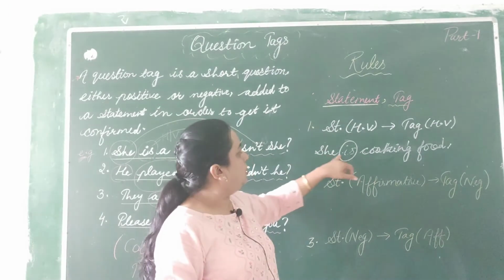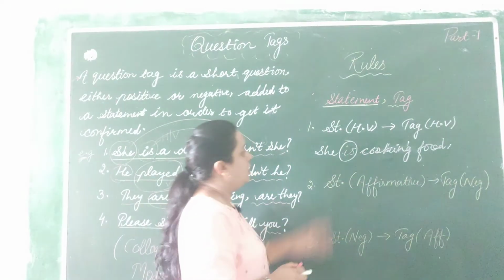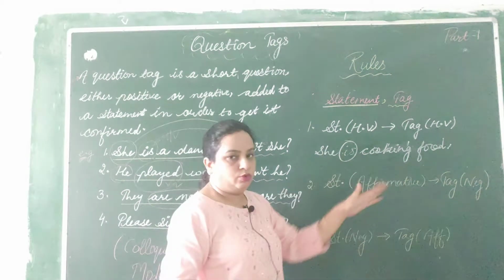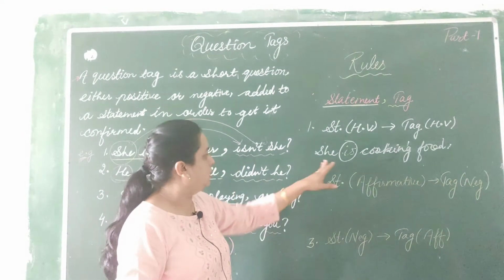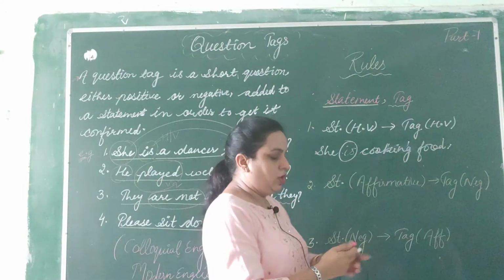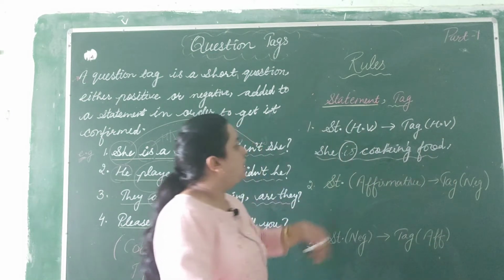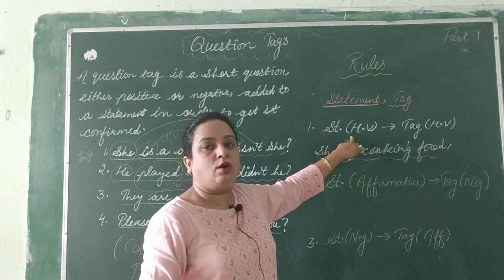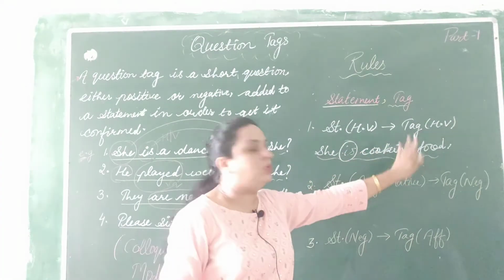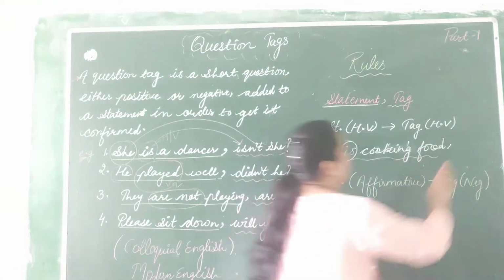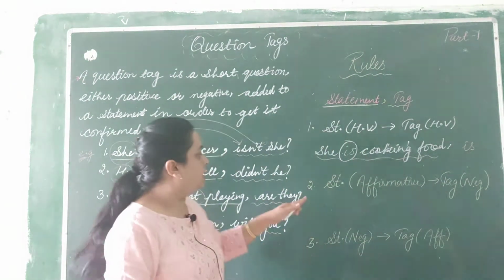Now what do you have to do here? Let's keep the second rule in mind, that this is the statement given to you. We will do all 3 rules with the help of one sentence here, that she is cooking food. So this one is the statement given to us, right? So here we have learnt the role of the helping verb, that this helping verb is required in question tags also, right? So we will take that helping verb here, is. Clear? That we have taken here.